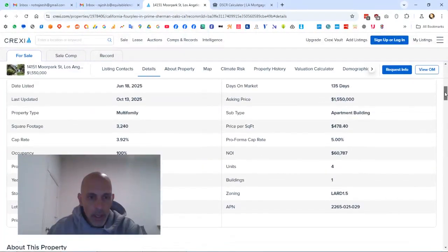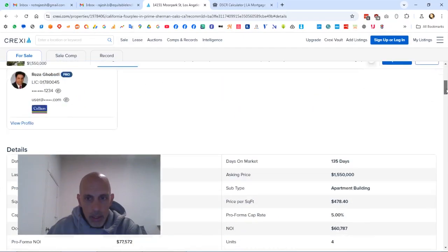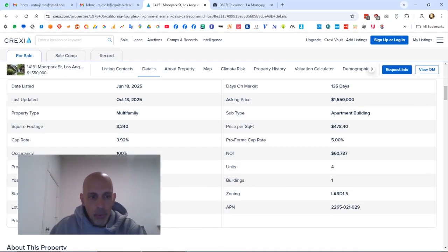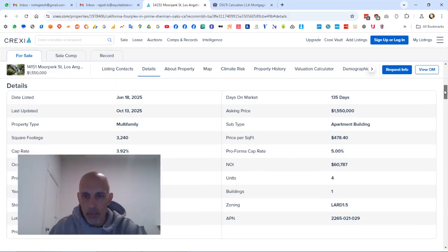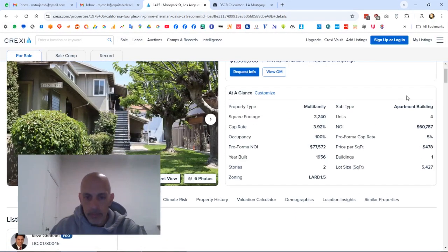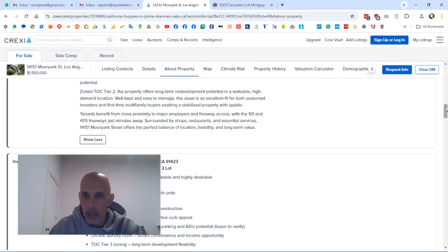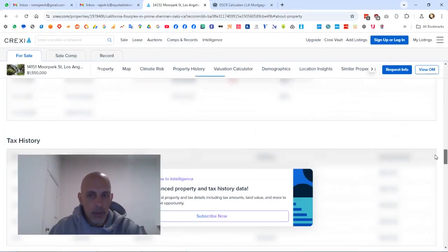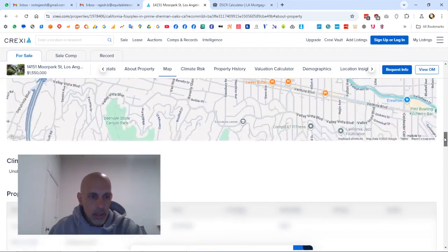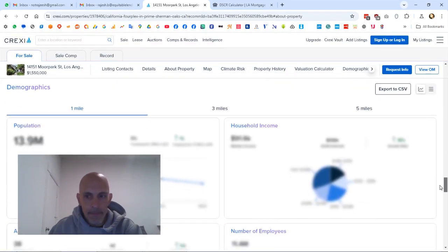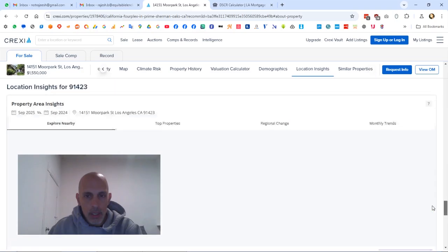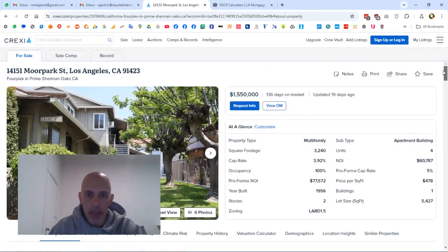So I'm not seeing anything about gross rents here. Pro forma NOI just means, in theory, what the net operating income could be, assuming all units were rented at market rates. So let's see if we can still find anything about market rents. It looks like it's there, but you gotta pay to access it.